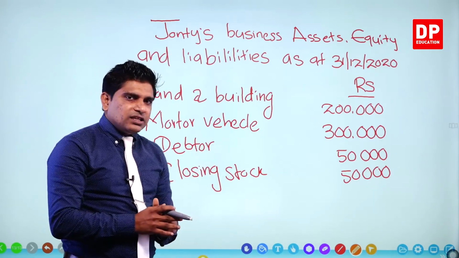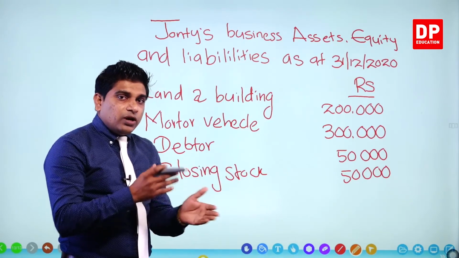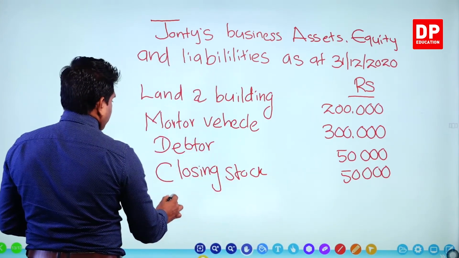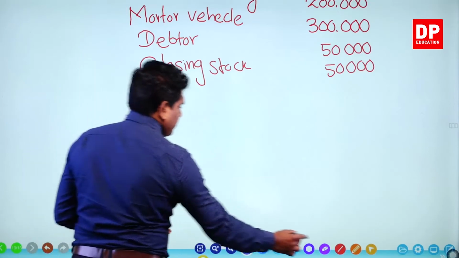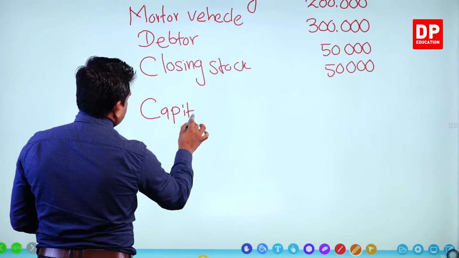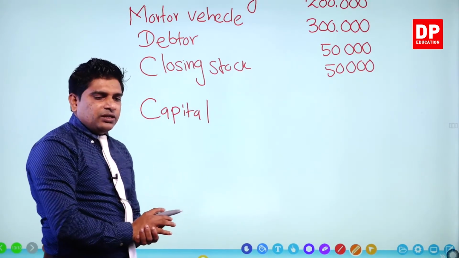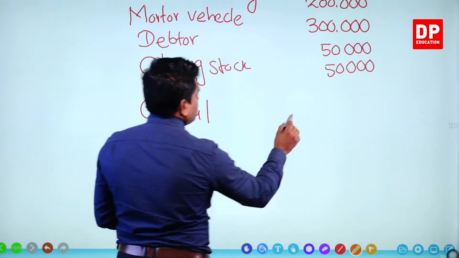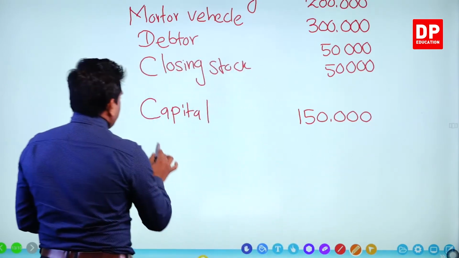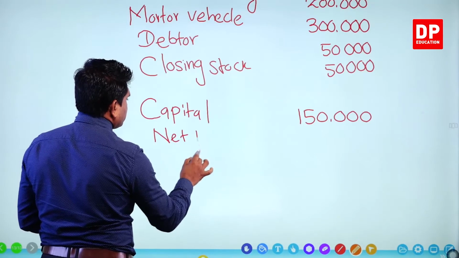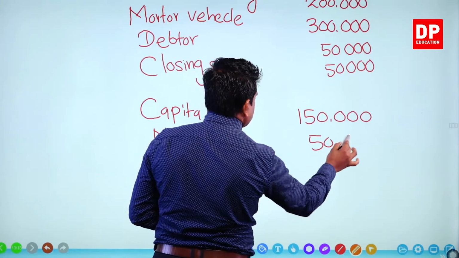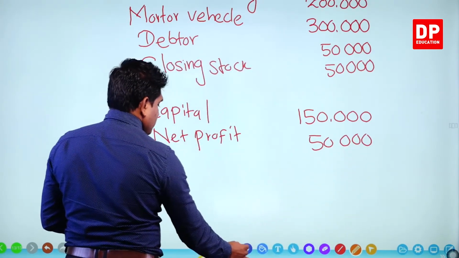I'll give more details. The assets side finish. Now liability details, right? Before the liability, I can give capital and net profit. I'll give capital. Right? Capital 150,000. During the year, net profit they earned. Net profit 50,000 also given. Right?